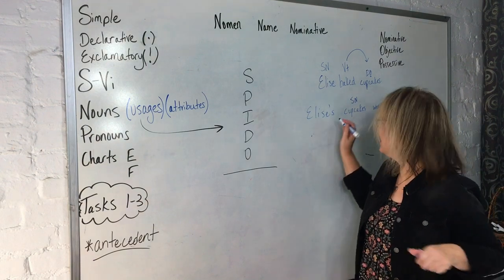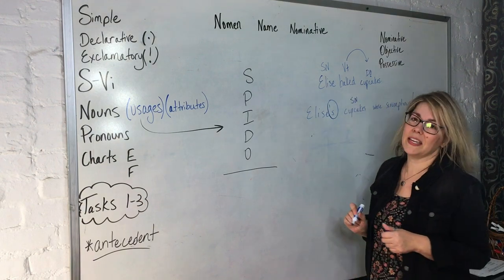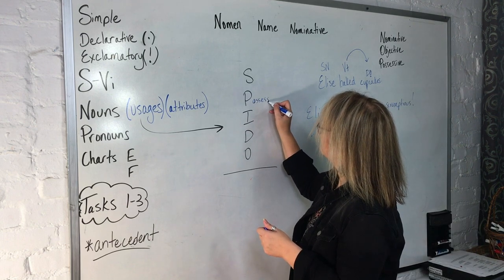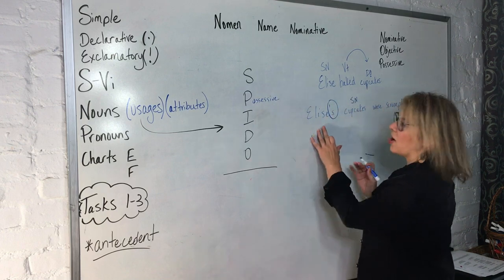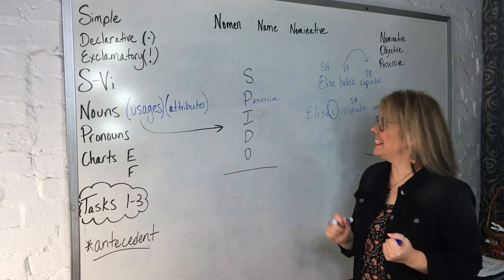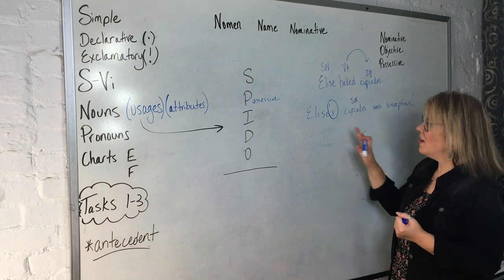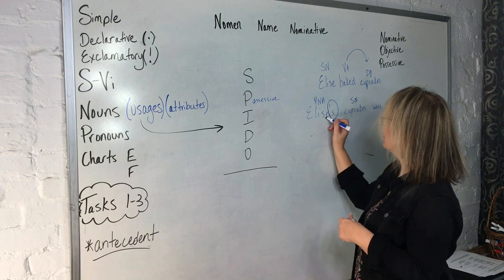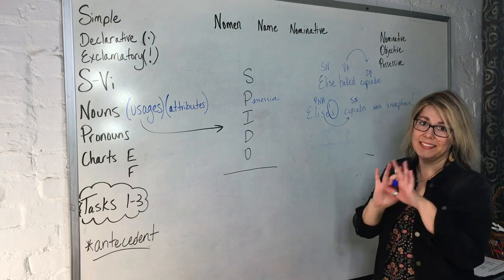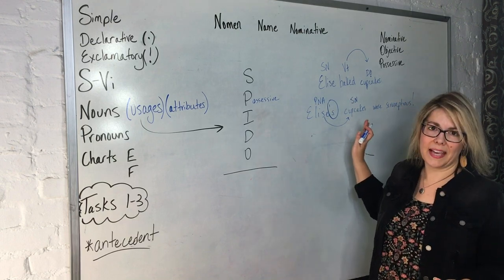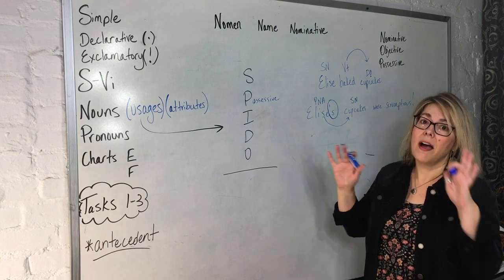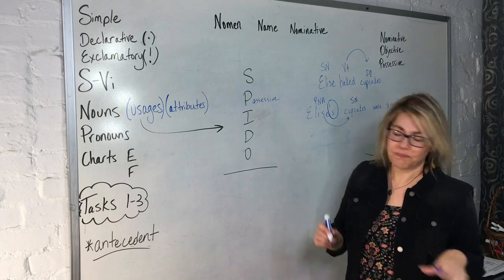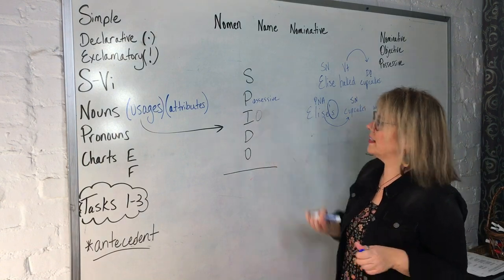Whose cupcakes? Elise's. If you circle the apostrophe S, those are your possessive. Do you see that? They are her cupcakes. Elise's cupcakes were scrumptious. So then Elise's becomes the possessive noun adjective because that is describing, adjectives describe, the cupcakes. They're not just normal cupcakes. They are Elise's cupcakes, and they were scrumptious! Exclamation point.